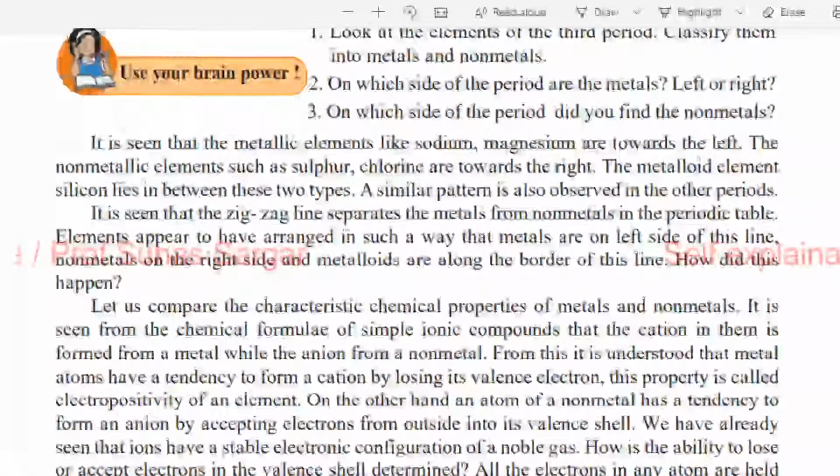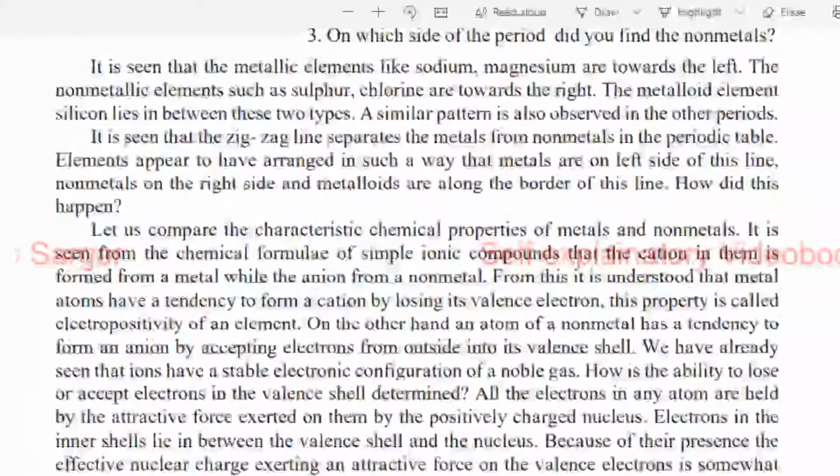It is seen from the chemical formula of the simple ionic compound that the cation in them is formed from a metal while the anion from a non-metal. From this, it is understood that metal atoms have a tendency to form a cation by losing their valence electrons. This property is called electropositivity of an element. On the other hand, an atom of a non-metal has a tendency to form an anion by accepting electrons from outside into its valence shell.